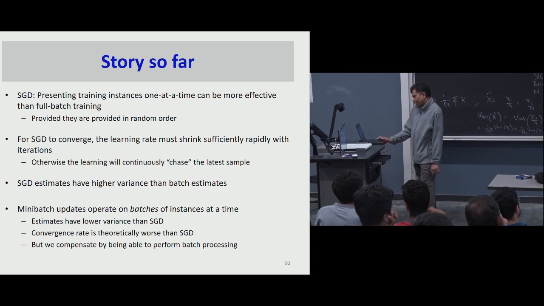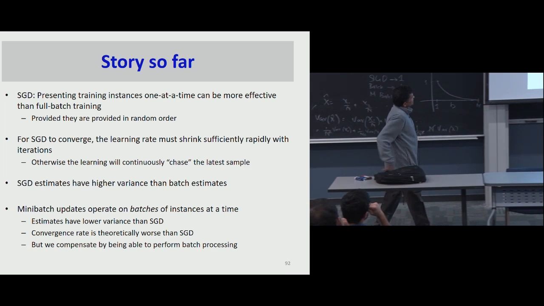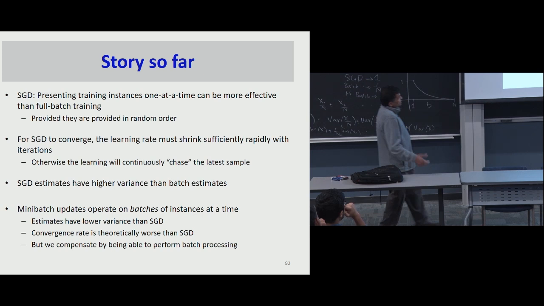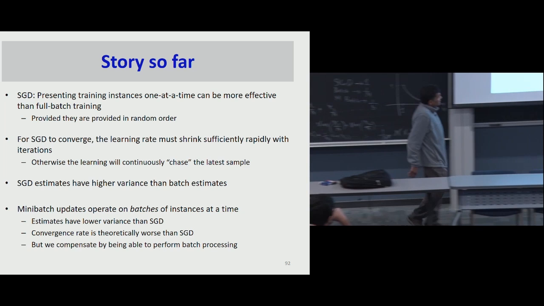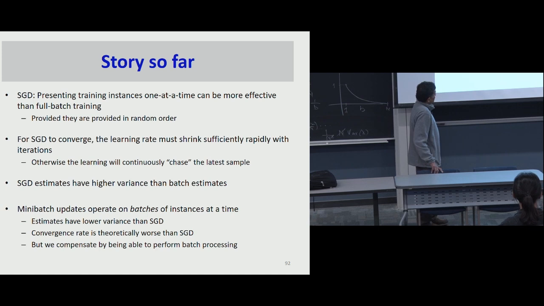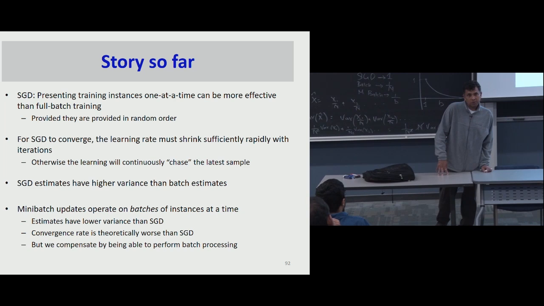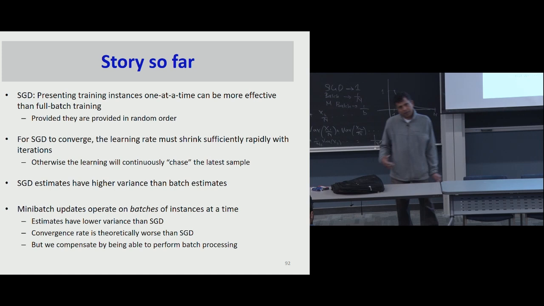And so, the story so far. SGD presents training instances one at a time and can be more effective than full batch training. For SGD to converge, the learning rate must shrink sufficiently rapidly with iterations. SGD estimates have higher variance than batch estimates. Mini batch updates operate on batches of instances at a time. Estimates have lower variance than SGD, but convergence rate is theoretically worse than SGD in terms of CPU time, not in terms of iterations. And so we can exploit this gap between CPU times versus iterations by performing vector operations and techniques such as using your GPU, right?